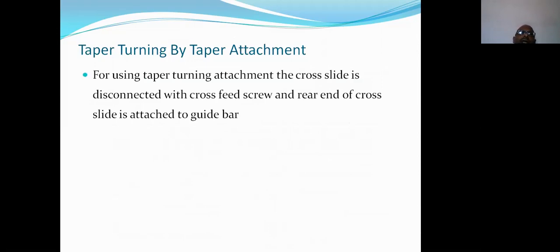For producing taper turning using this taper turning attachment, the cross slide is disconnected from the cross feed screw and the rear end of the cross slide is attached to the guide bar. In the diagram you can clearly visualize how this attachment is fixed over a lathe machine. In all other cases, the cross slide is engaged with the cross feed screw. But for this process, the cross slide is disconnected. That means the cutting tool should not move with the movement of the cross slide.